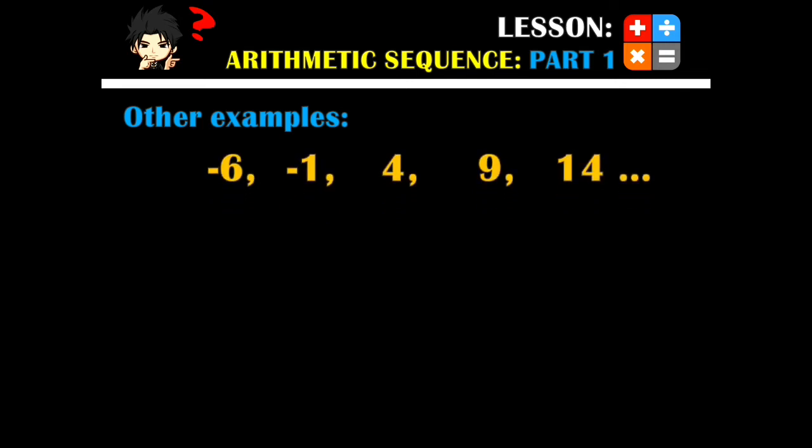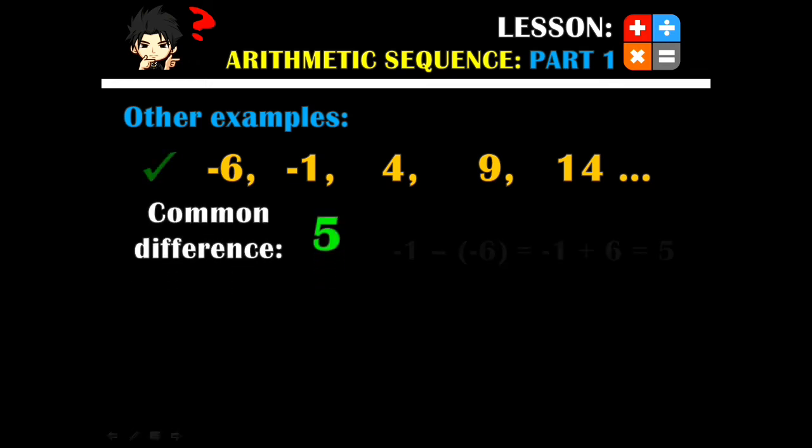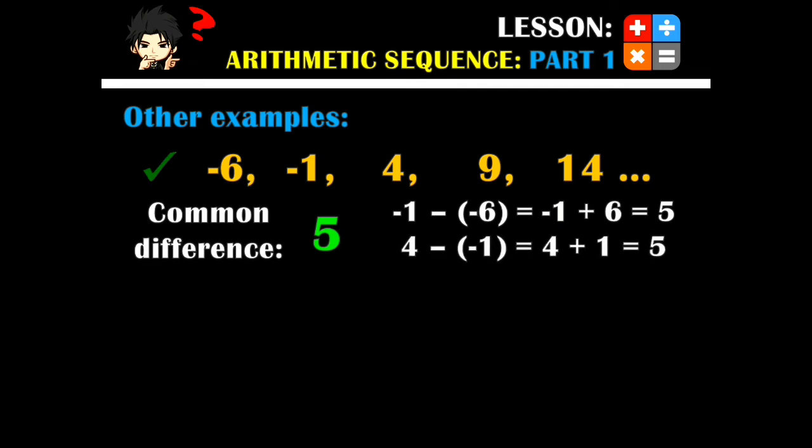Is this an arithmetic sequence? Yes, the common difference is positive 5. How? You can subtract negative 1 and negative 6 to get positive 5. Or, 4 minus negative 1 is equal to 4 plus 1, which is equal to positive 5. How about the last sequence? Does it illustrate an arithmetic sequence?